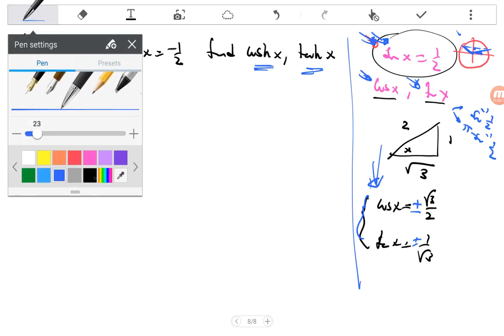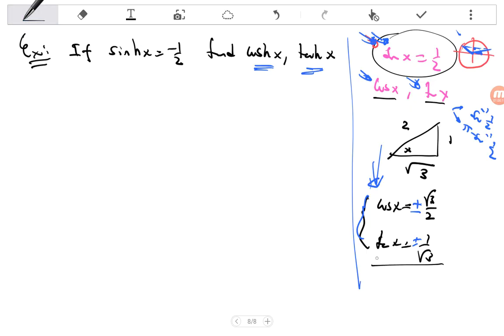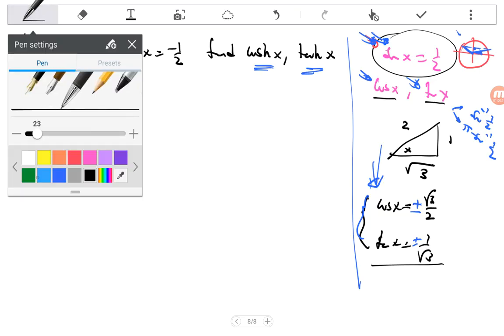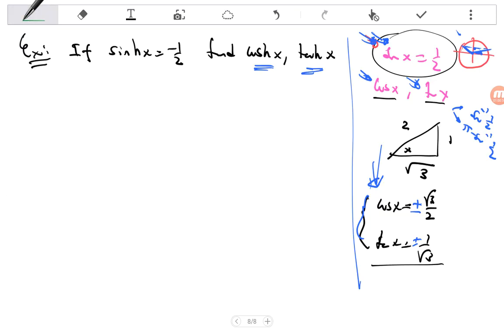And you may derive these two values from the rules of cosine and sine. For example, you know that cosine squared is equal to 1 minus sine squared.